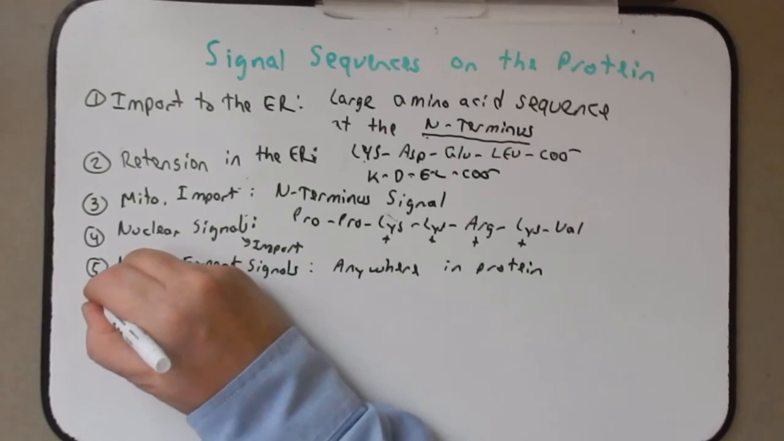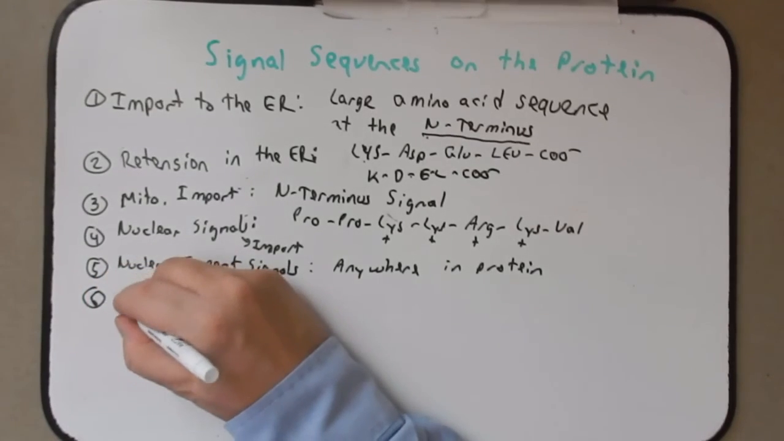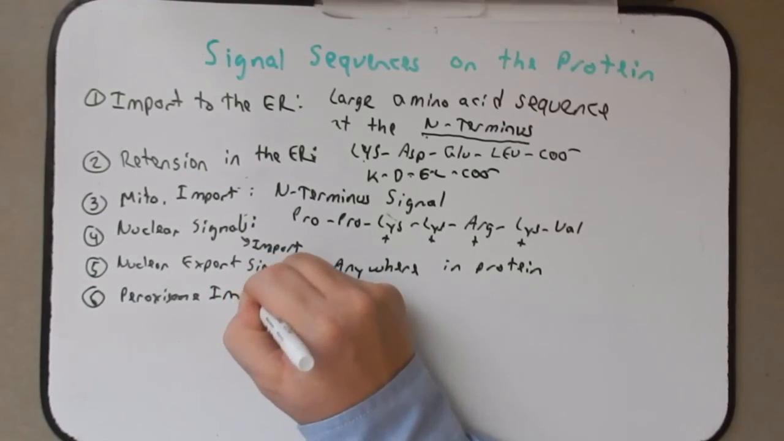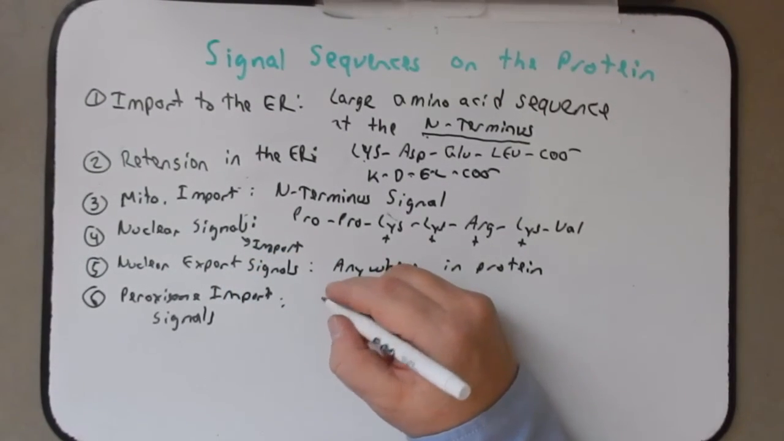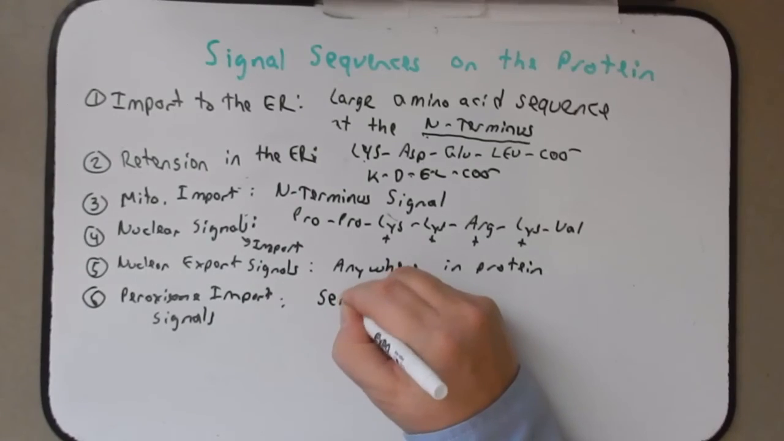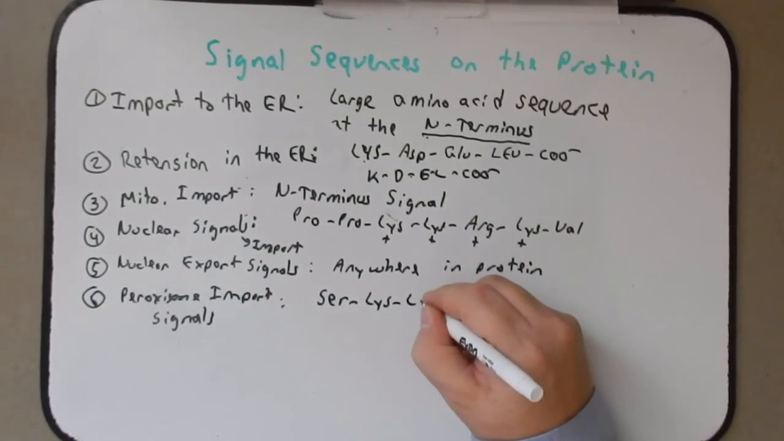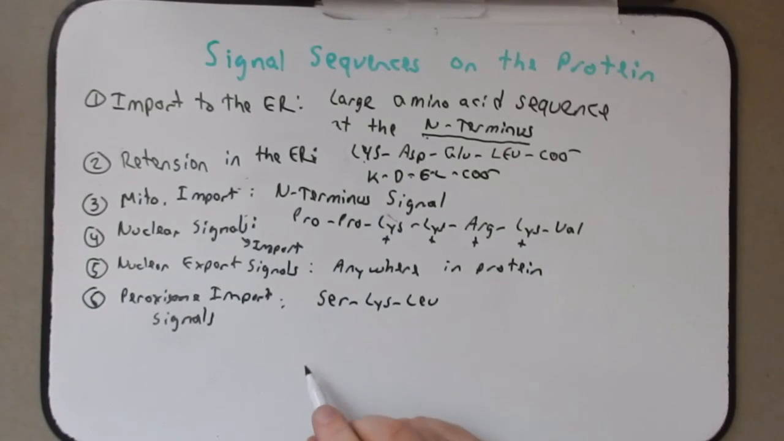And the last one I want you to consider is peroxisome import signals. And I'd like you to memorize this one. This is a serine, lysine, leucine. And this doesn't have to be specifically at the N-terminus or C-terminus. I think often it's at the N-terminus, but it doesn't have to be. So we're going to spend time talking about how proteins are specifically imported into several of the organelles.